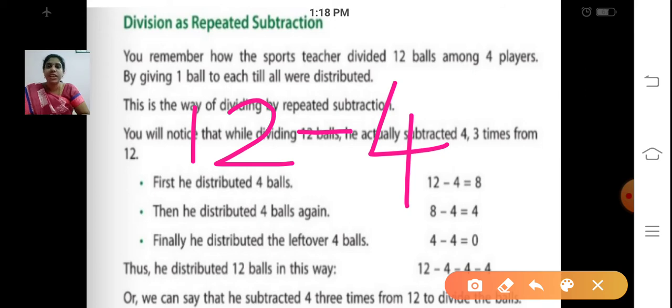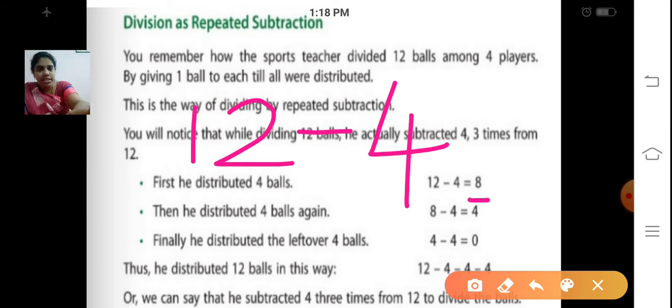What will we do? First we will subtract. First he distributed 4 balls, isn't it? So we will subtract 4 from 12. 12 minus 4 is 8. Now 8 balls are left.